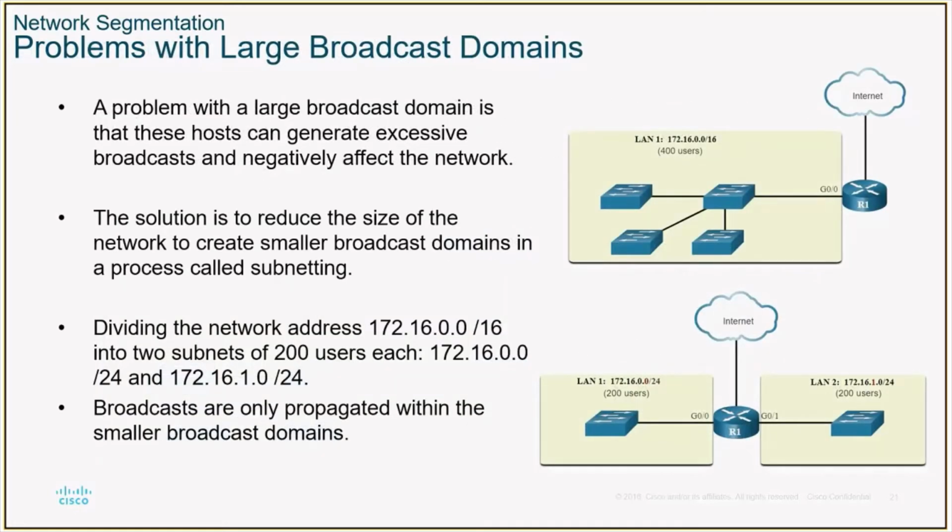Now, large broadcast domains are a problem. Basically, these hosts can generate excessive broadcasts and negatively affect the network. The solution is to reduce the size of the network and create smaller broadcast domains in a process called subnetting. So dividing the network address 172.16 into two subnets of 200 users each would work better. Instead of having one broadcast domain for everyone with 400 users, we have two broadcast domains with 200 users each. And so that halves your broadcasts, and it does actually make things a lot more efficient.